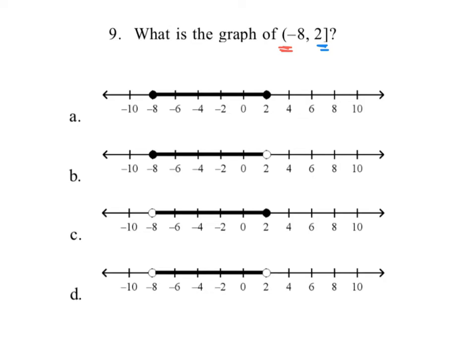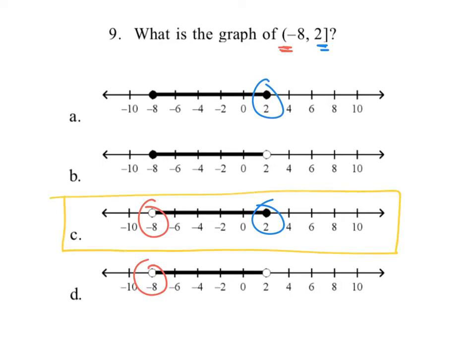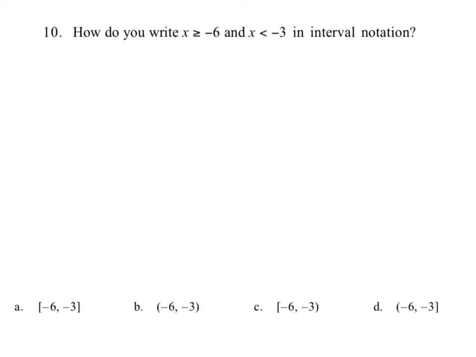Okay. This parentheses right here says go to that number but don't include it. And so again, which ones have -8 as an endpoint but not included, not filled in? This one right here, this one right here. Okay. Bracket says do include that endpoint number, so fill it in. Which one has that 2 as an endpoint filled in? That's this and that's this. And again, the only one that's got both correct endpoints correctly filled is C.